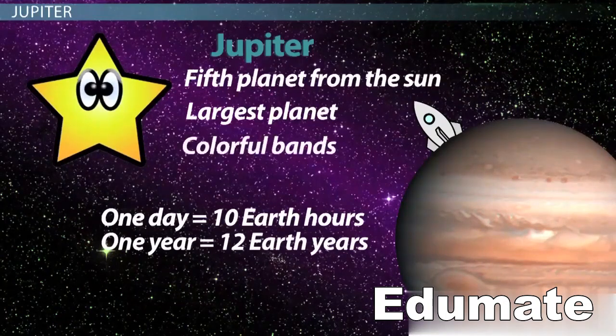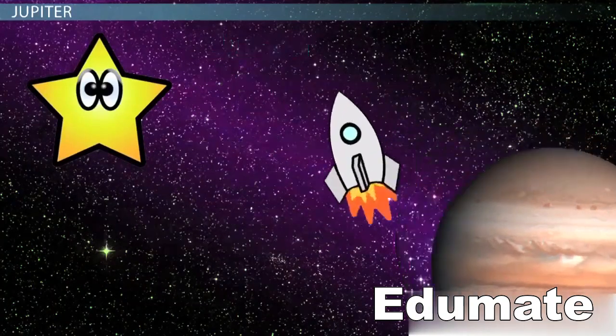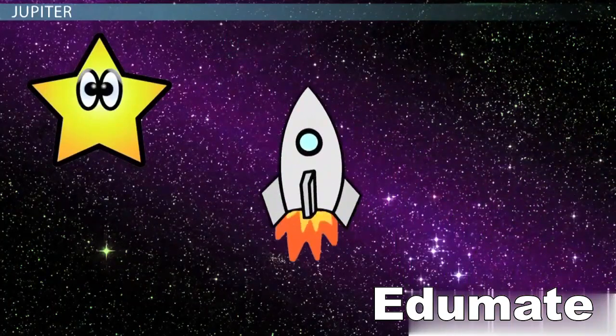Look out your window and check out those colorful bands. The pattern of wide and narrow bands you see are made of whirling clouds. Jupiter also has very faint rings and at least 50 moons, probably more. Wow, what a great place to visit!